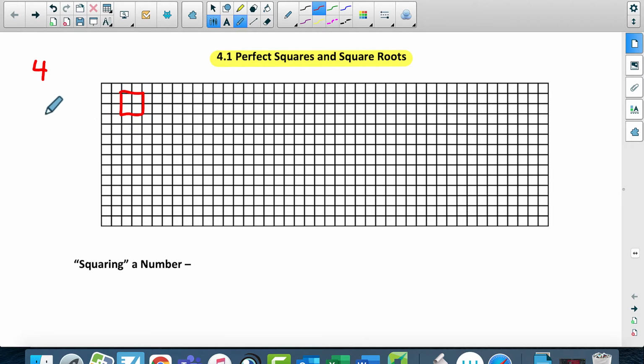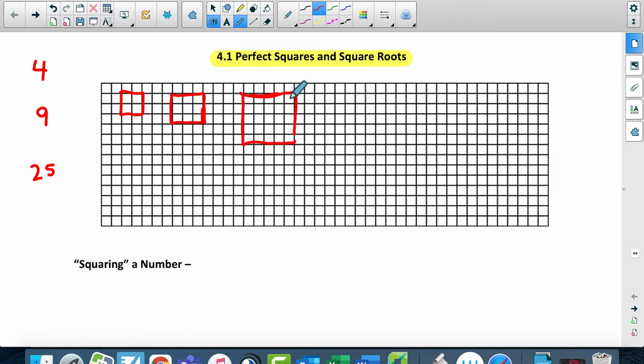Alright, what's another number I could do it with? How about 9? Could you make a square that has 9 of them? Sure you could. You could do like this and like this, and sure enough you have 9 little squares inside of it. Sorry, I kind of messed up there, but you got 9 of them in there. Can you think of other numbers like that? How about 25? Could you do it with that? Absolutely. Something like this, like that, and there's 25.